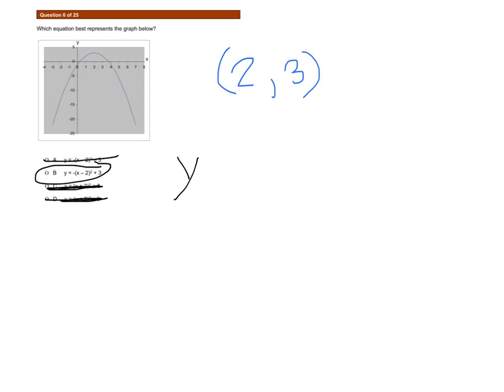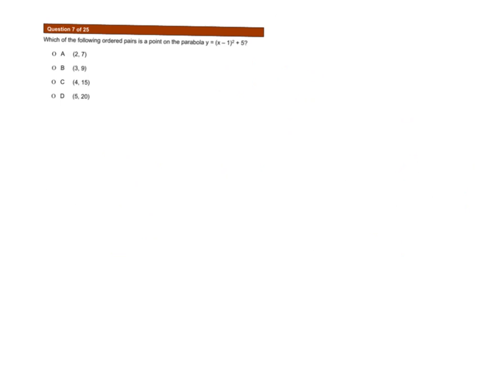Remember, the vertex formula is y equals A times x minus h squared, but then plus k. So when we plug 3 into the equation, it remains positive 3. Problem number 7. Which of the following ordered pairs is a point on the parabola y equals x minus 1 squared plus 5? If one of these is a point on the parabola, then we should be able to substitute the numbers into the equation, and it should work out or simplify correctly.